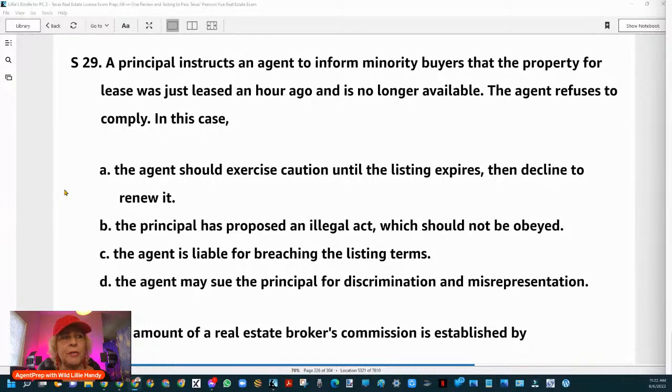A, the agent should exercise caution until the listing expires, then decline to renew it. B, the principal has proposed an illegal act which should not be obeyed. C, the agent is liable for breaching the listing terms. Or D, the agent may sue the principal for discrimination and misrepresentation.